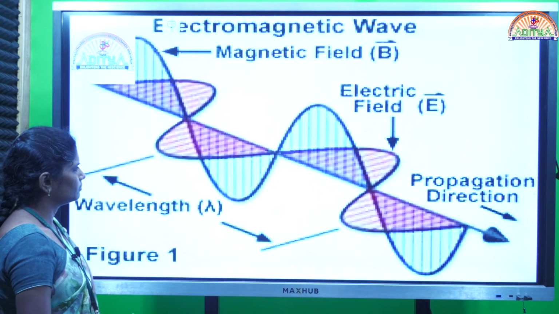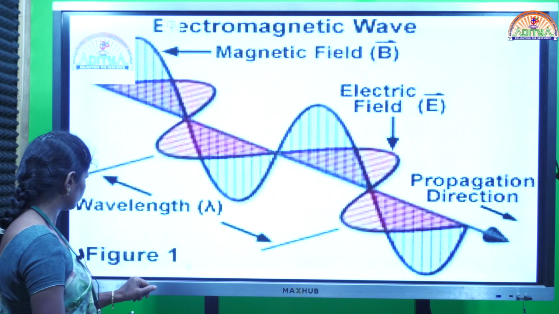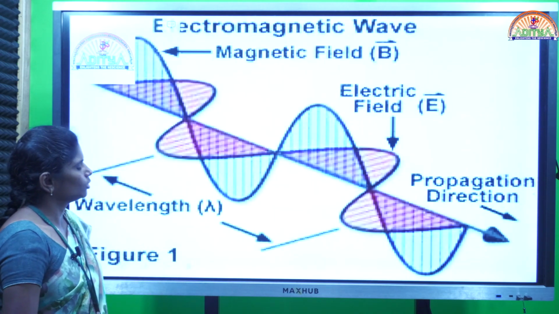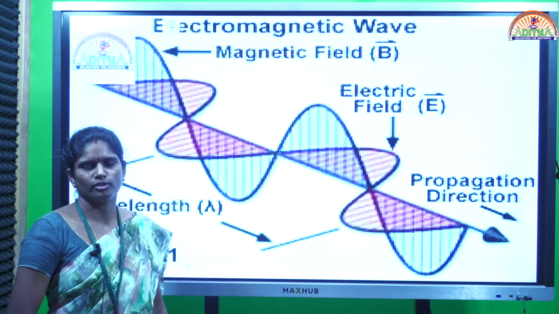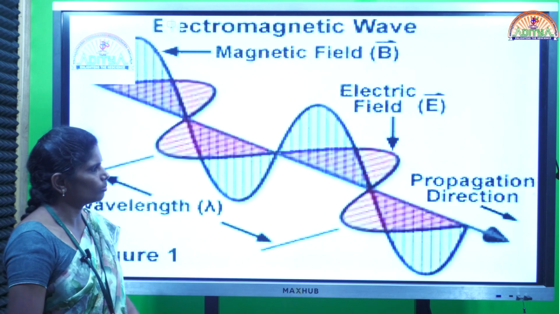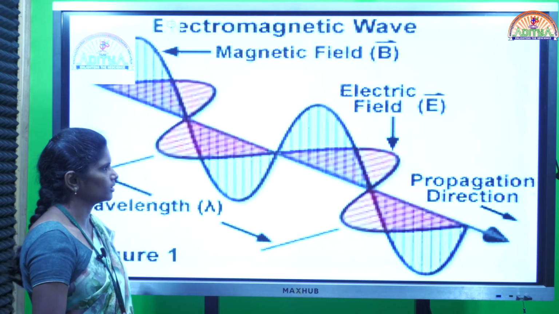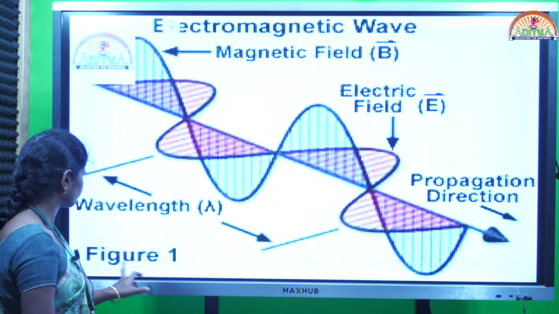So you can see the simple picture here, which is showing you the form of your electromagnetic radiation, where you can see the electrical component as well as the magnetic component and the direction of propagation of radiation.